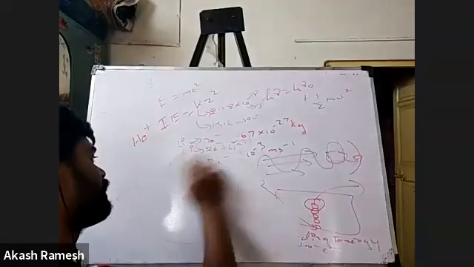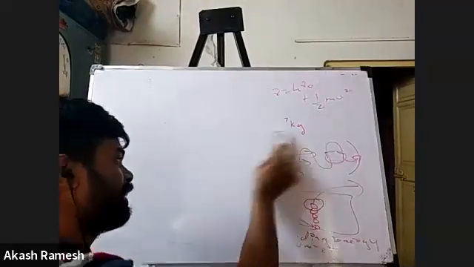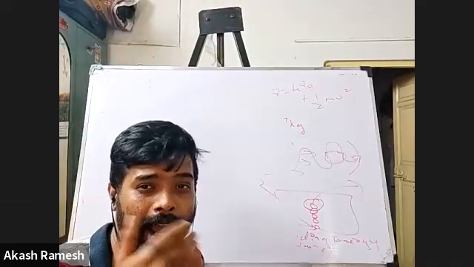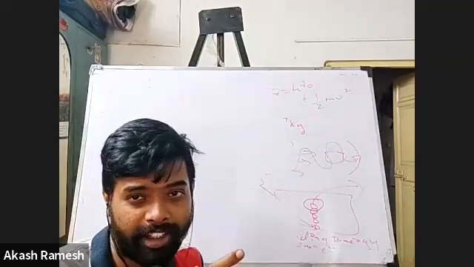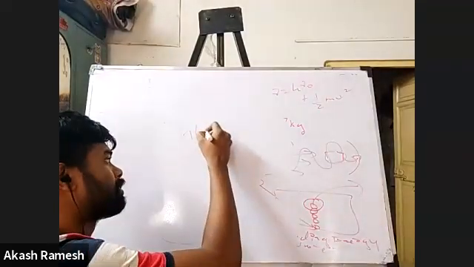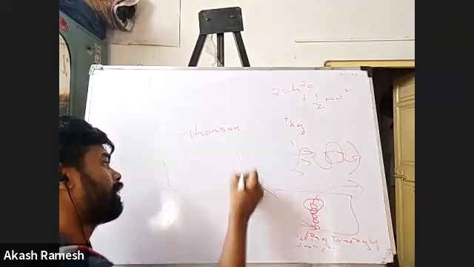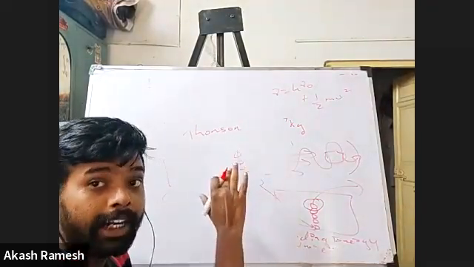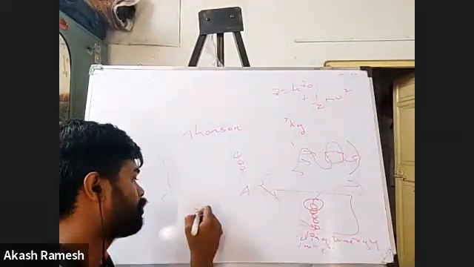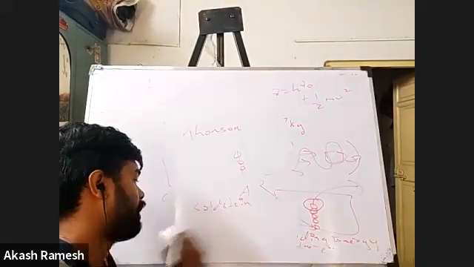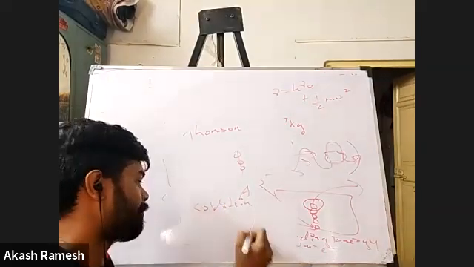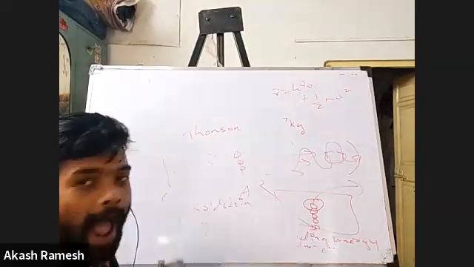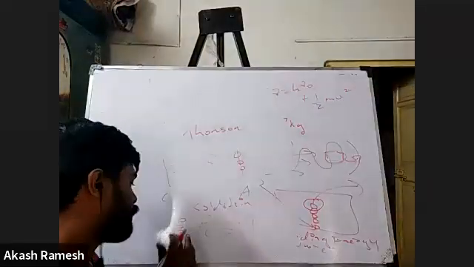The experiment which Goldstein conducted is exactly similar to Thomson's cathode ray experiment. But in Thomson's, the rays move from cathode to anode, so the anode has a hole. I used a perforated anode in the case of Thomson. In Goldstein's, I again had a cathode and an anode, but here the rays were moving from anode to cathode, and in this case I had a perforated cathode.